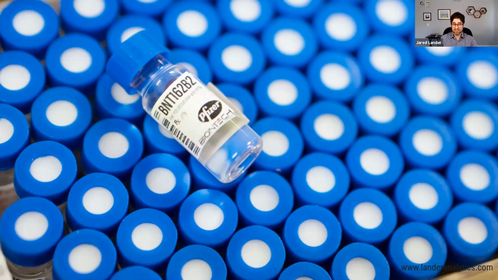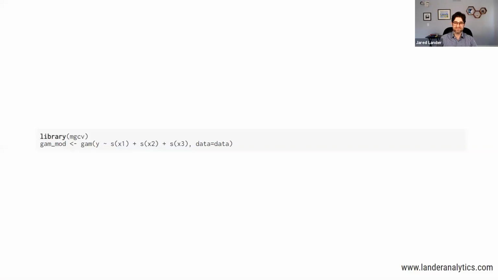So GAMs can be very powerful. They can be very, very helpful. And the most common way to fit a GAM is with one line of code. Using the mgcv package, we call the gam function, and we say our outcome y is modeled by smoothing curves of x1, x2, and x3. And that's all you would need to do.